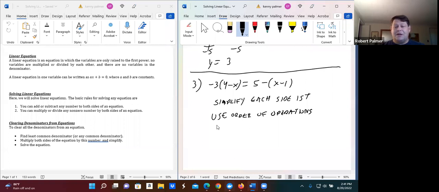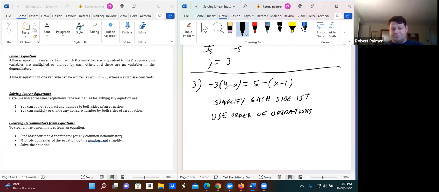Order of operations says that you do things in parentheses or grouping symbols first, so you can simplify anything inside those first. Next, simplify exponential expressions, if you have those. Then do multiplication or division in order from left to right, whichever comes first. And finally, last but not least, do addition and subtraction in order from left to right.